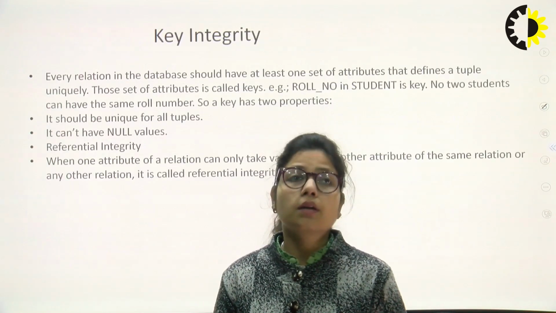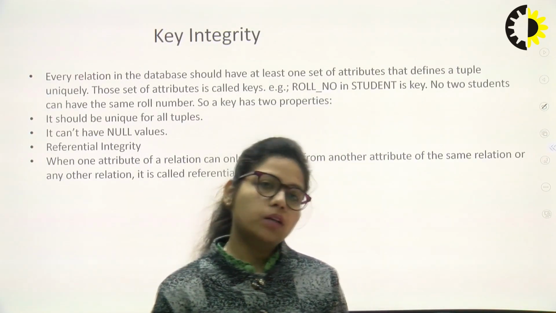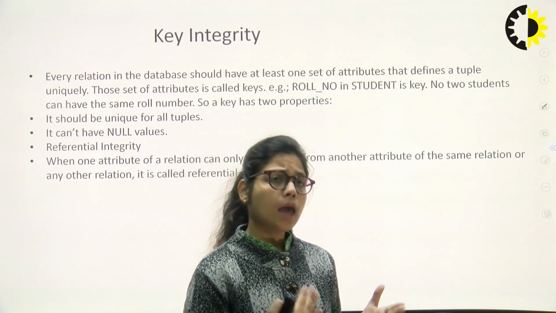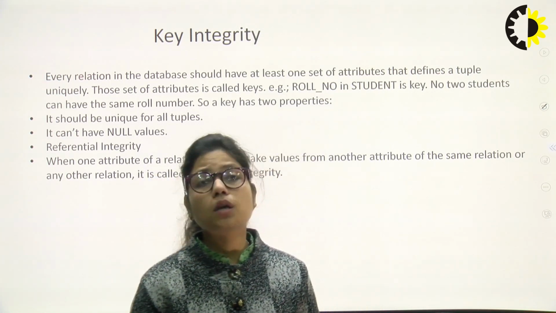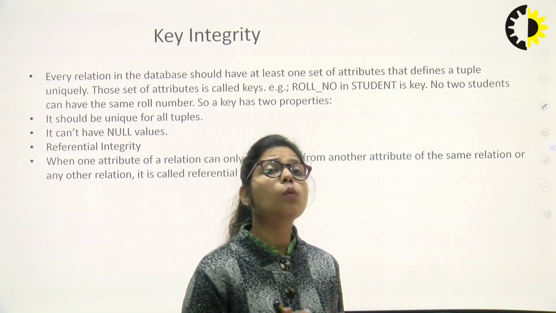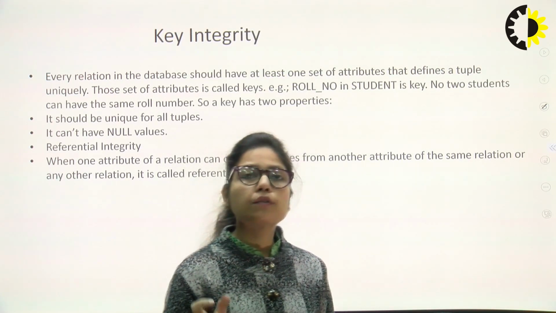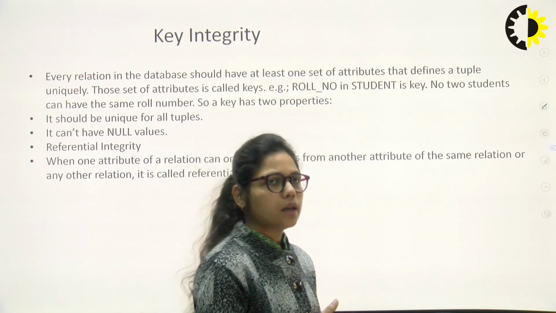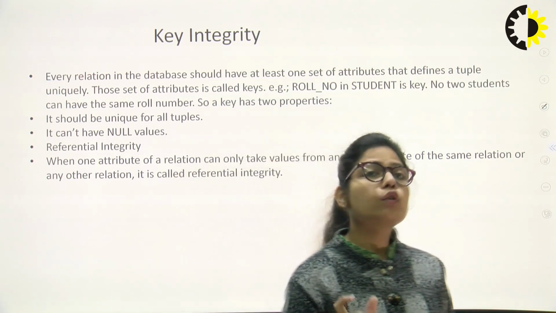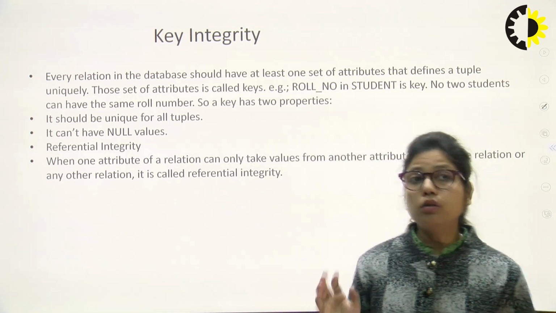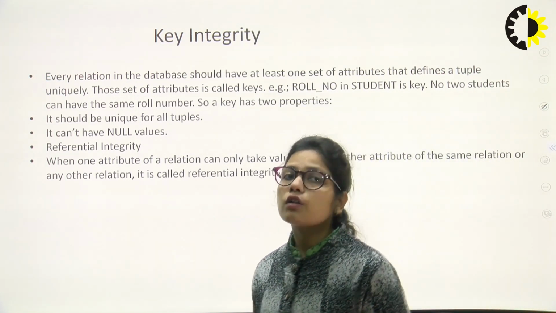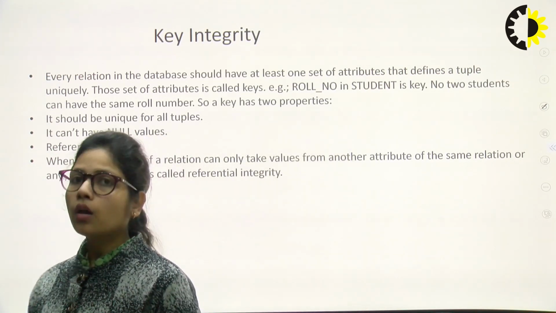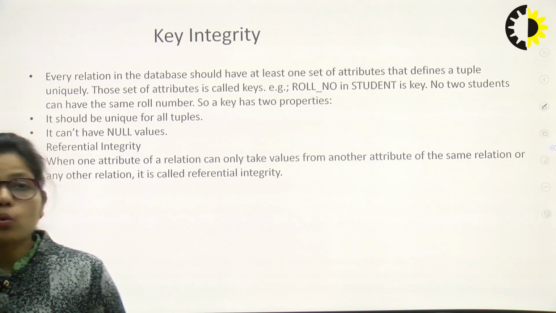It will cause failure. The first one is domain constraint, the second is key integrity. Every relation in the database should have at least one set of attributes that define a tuple uniquely. Those set of attributes is called keys. Example, roll number in student is key. No two students can have the same roll number.